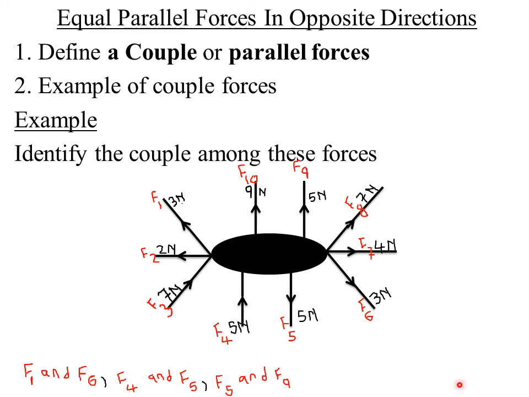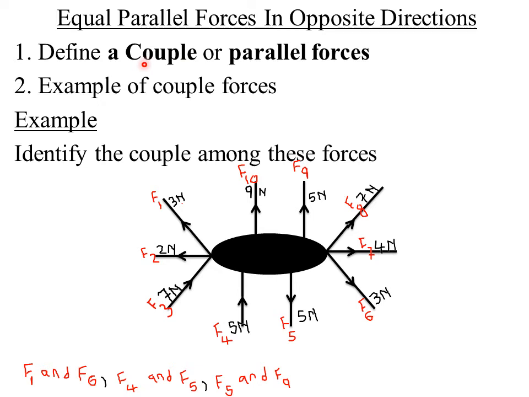Next, we look at what we call equal parallel forces in opposite direction. We need to define what we mean by a couple in physics, or simply parallel forces in physics. Remember, we said that when two or more things are parallel, it means they are equidistant, so the distance between any 2 points along those lines should be exactly the same. Now, what is a couple? In physics, a couple refers to a pair of forces which are equal in magnitude, parallel, and moving in opposite direction. So that is what we mean by a couple.